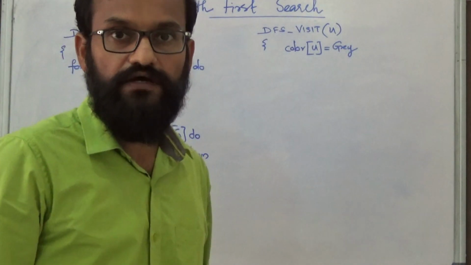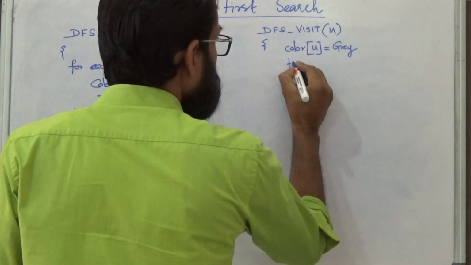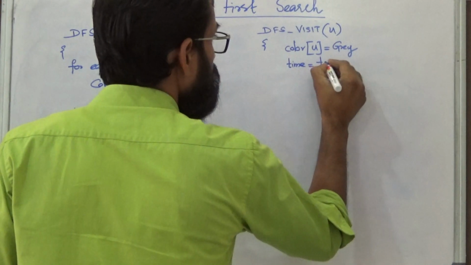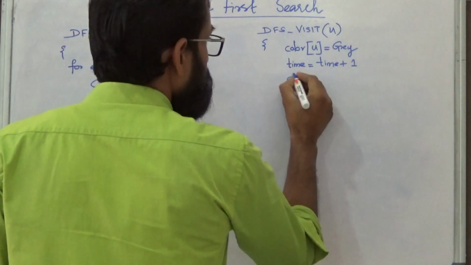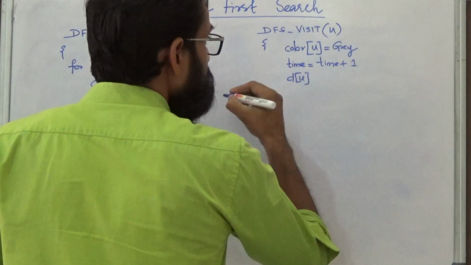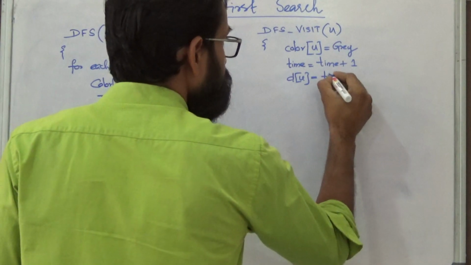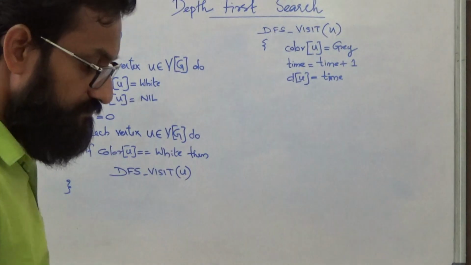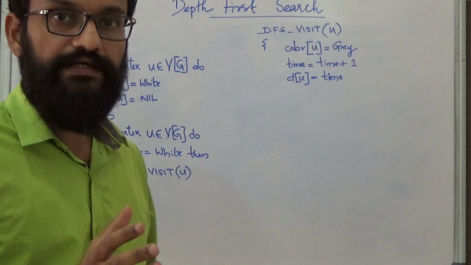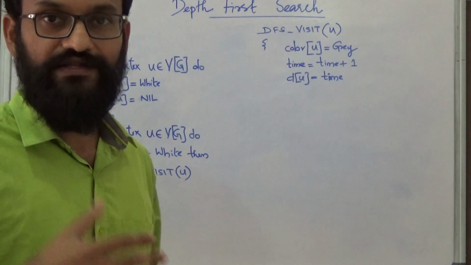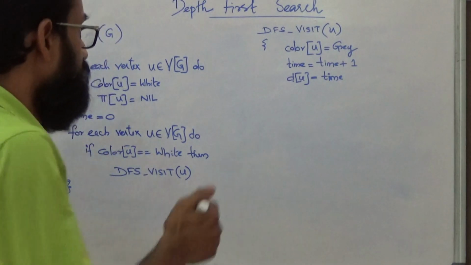After updating the color, you have to fix the discovery time. So before fixing the discovery time, you have to increment time by 1. So time equal to time plus 1, and discovery time of u will be set as that time. After fixing the discovery time, you will treat u as the current working node, and you have to consider the adjacent white vertex of u.